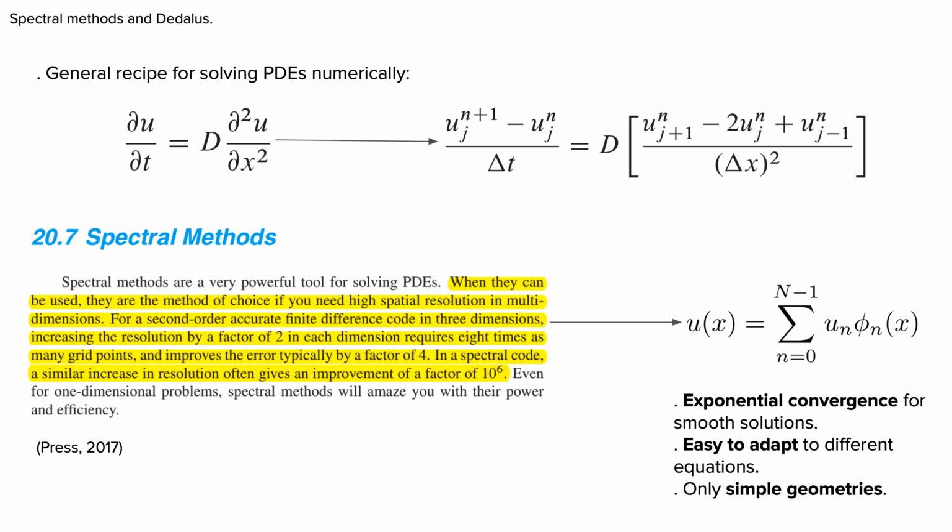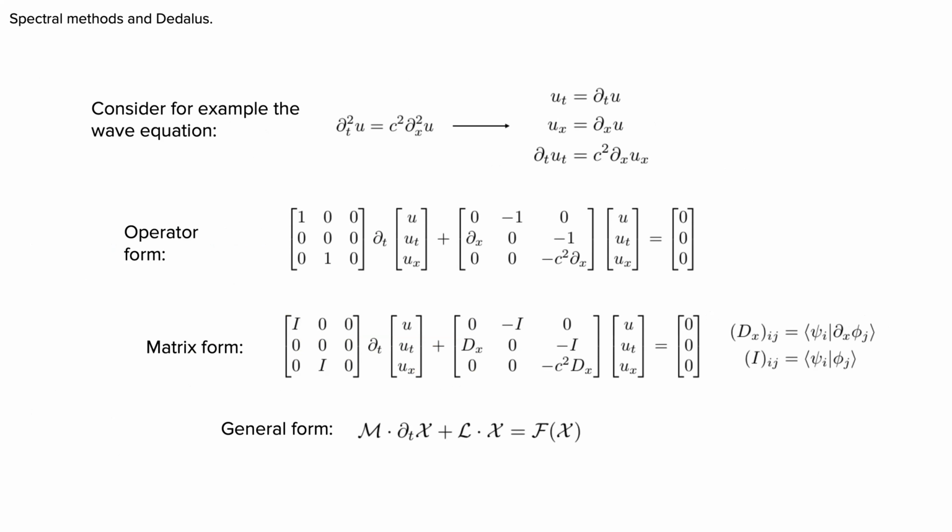And the general philosophy is that instead of approximating the derivatives with finite differences, you approximate the solution like this. You say that the solution is a superposition of basis functions times some coefficients. For example, if you consider the wave equation there, you can decouple it in order to have the first derivative in time, and write this system of equations in operator form, like a linear operator form.